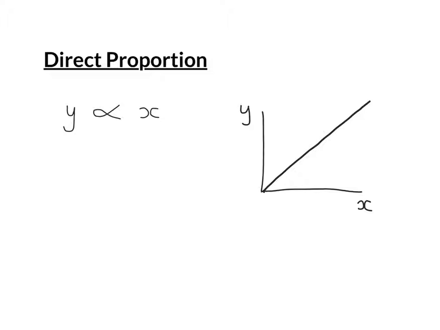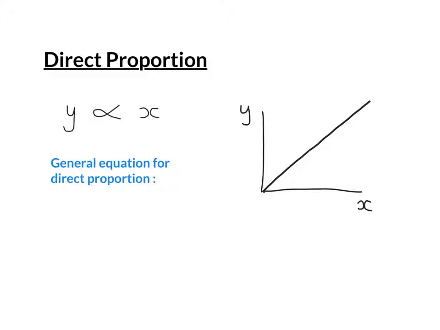Now with direct proportion, we might say that y is proportional to x. This symbol here, this thing that looks a little bit like a fish, just means "is proportional to". With direct proportion, if we were to graph the values of x and y, we would see that it starts at the origin and we get this nice straight line, and as our values of x increase, so do y.